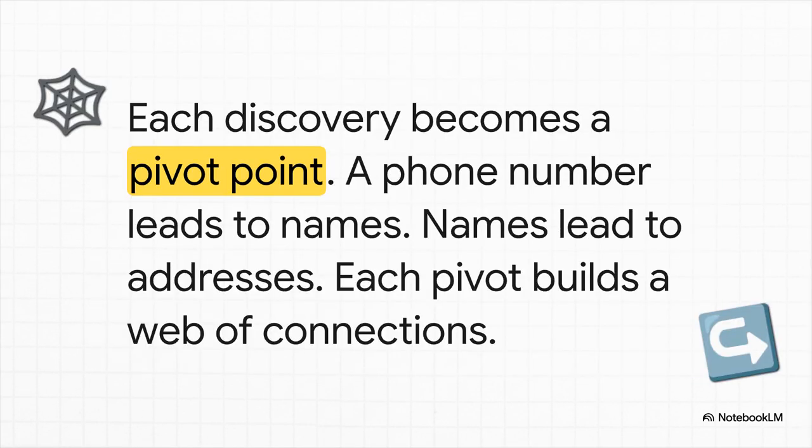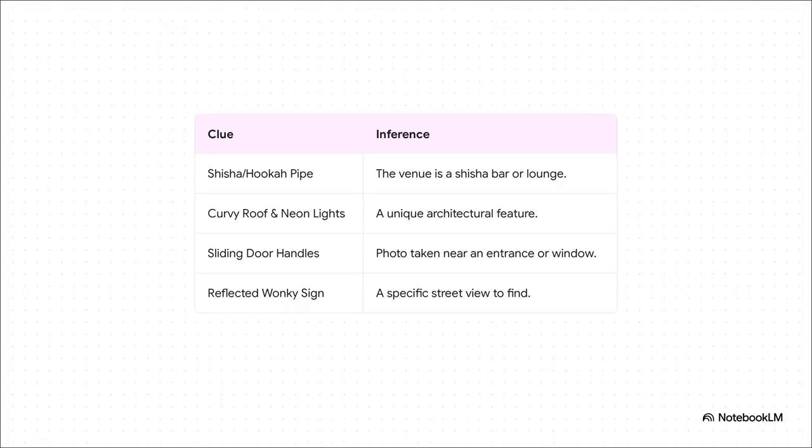And the most fundamental technique of all is called pivoting. The idea is simple. You find one piece of information, a username, an email, whatever, and you use that to launch your search for the next piece of the puzzle. Each new discovery becomes a new pivot point, letting you branch out and build this incredible spider's web of connections. And this is a perfect example of pivoting in action.